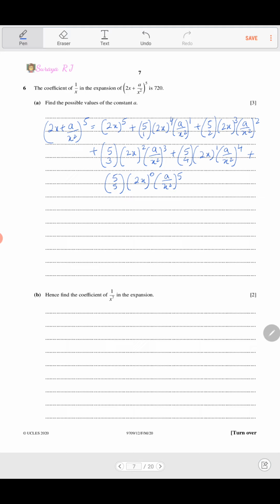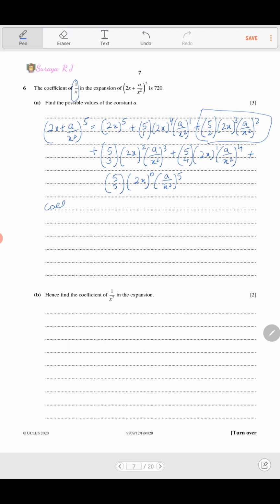So here we are interested to know the coefficient of 1 over x. We are not going to simplify every term, only the term which will give us coefficient of 1 over x. So here we have x power 5, here x power 4 over x power 2. This will give us x squared. Here we have x cubed over x power 4. So we will have coefficient of 1 over x. So we take only this part.